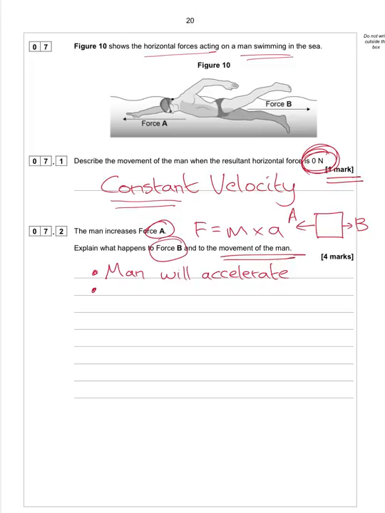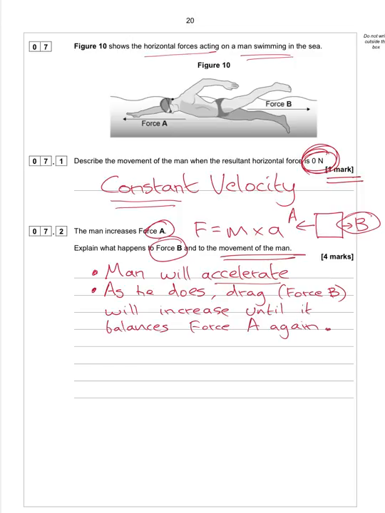Okay, as he does that, it's just like the free faller reaching terminal velocity. As a skydiver gets faster, air resistance will increase, and so it is the same with the swimmer. As the swimmer starts to accelerate, then the drag in the water, force B, will start to increase, and it will continue to increase until those two forces, A and B, are balanced again.